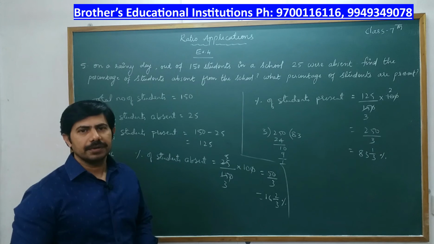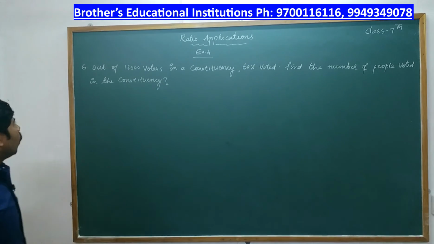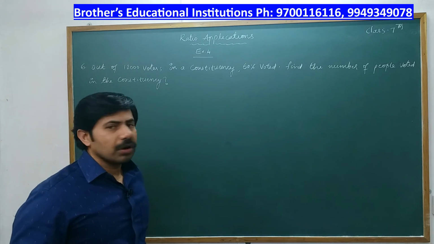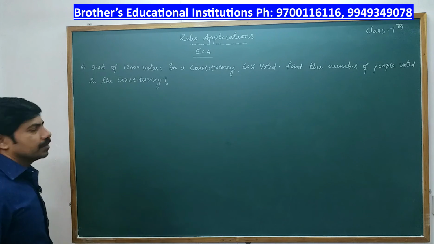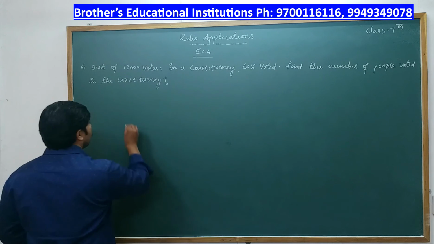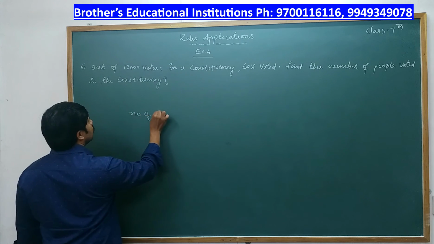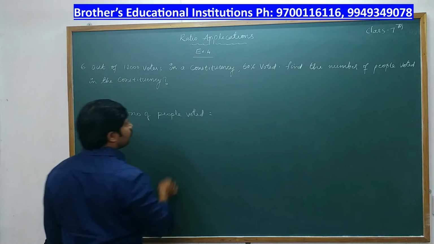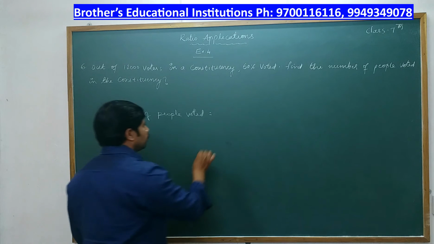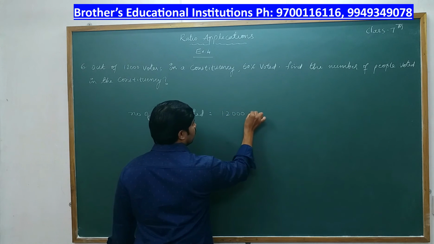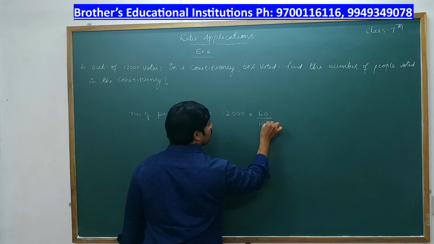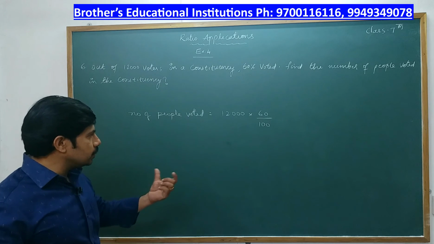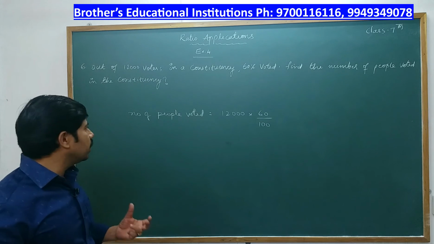This is completed. Next problem. Out of 12,000 voters in a constituency, 60% voted. Find the number of people voted in the constituency. So how to find the number of people voted? In a constituency 12,000 voters are there. In that 60% voted. So 60% voted means 60 by 100. If you calculate 12,000 into 60 by 100, we get the number of people voted in the constituency.